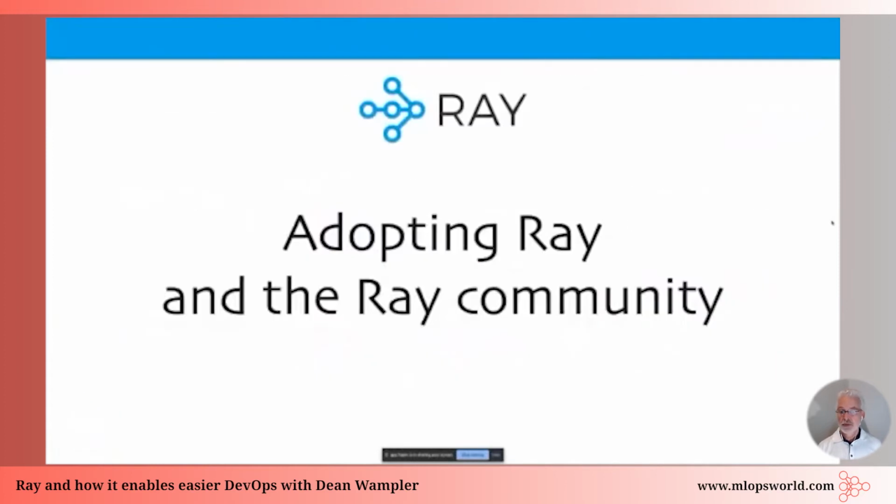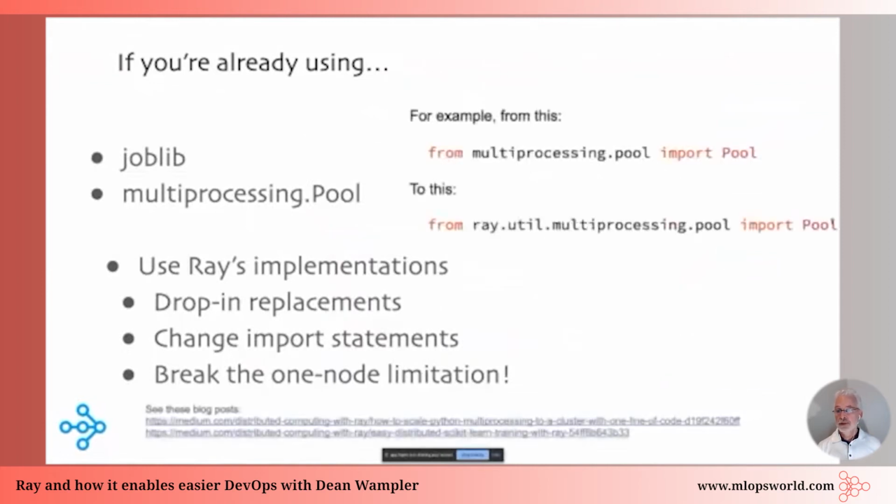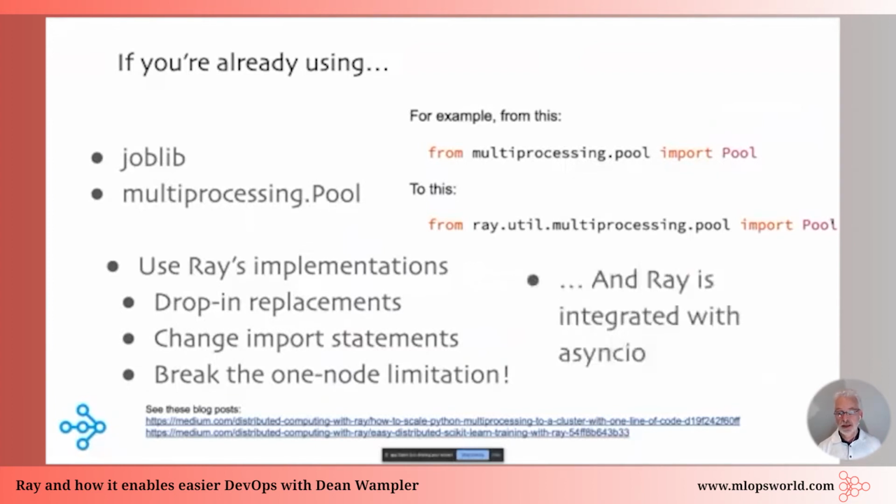So finally, what if you want to adopt Ray? What are some things you might want to know? Well, it turns out if you're already writing code that uses popular libraries like joblib and multiprocessing.pool, you can just drop in Ray replacements, usually by just replacing import statements. And they pretty much work the same way, except now they break through the single node limitation and let you scale to a cluster. That's kind of nice. We've also implemented Ray with asyncio. So if you like using that coroutine model, that works nicely too. In fact, it's an alternative to the API I showed you before.